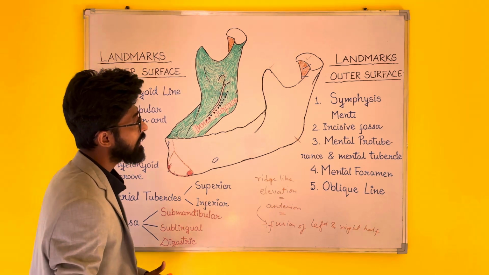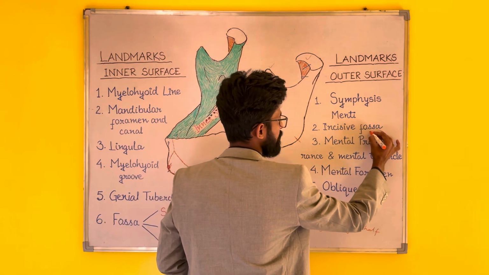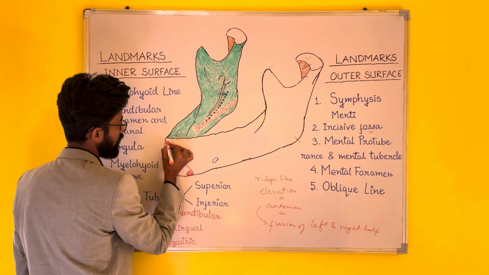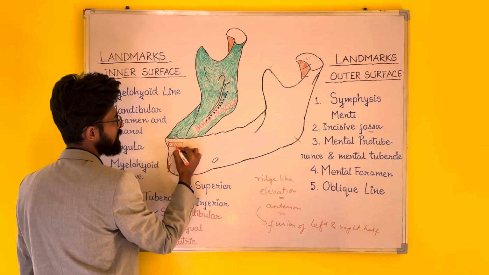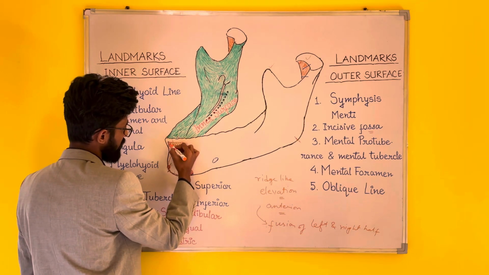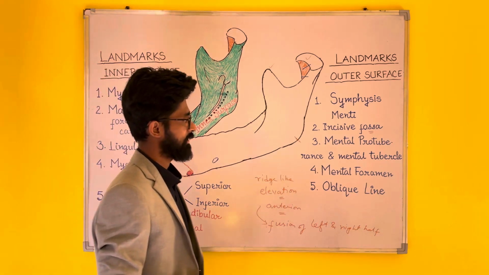Next is the incisive fossa. Fossa means a shallow depression. So the incisive fossa is a shallow depression present below the incisor teeth.